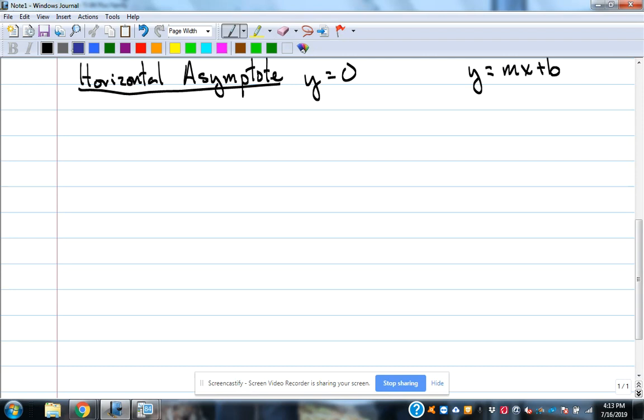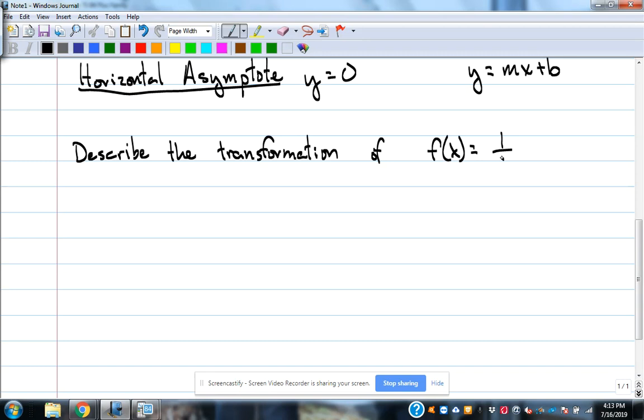We're going to describe that in terms of what's happening to the original. Describe the transformation of f of x equals 1 over x. So the original that we're looking at is the most basic rational function, 1 over x. And we're going to look at an equation and hopefully be able to describe what's happening to that based on just looking at the equation. We'll look at the graph as well, but we want to be able to recognize it using the equation.